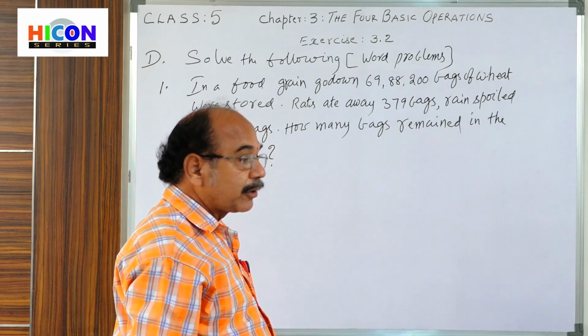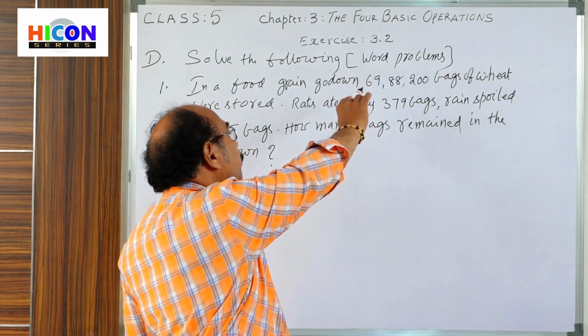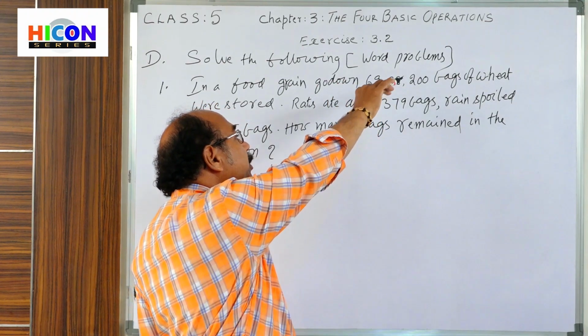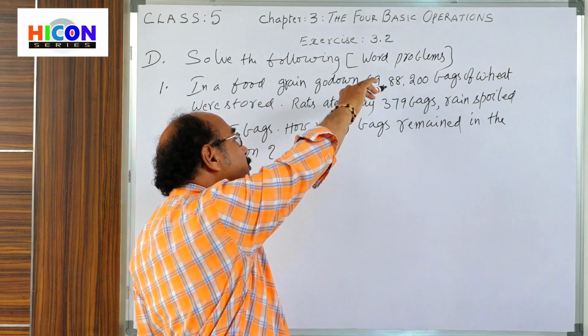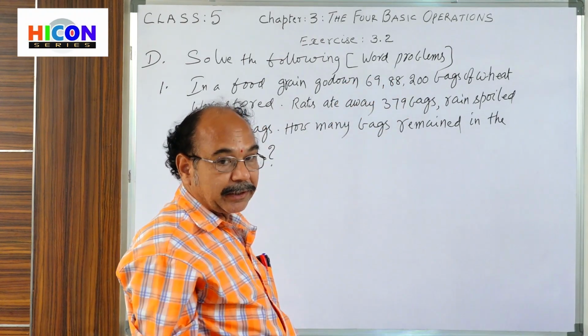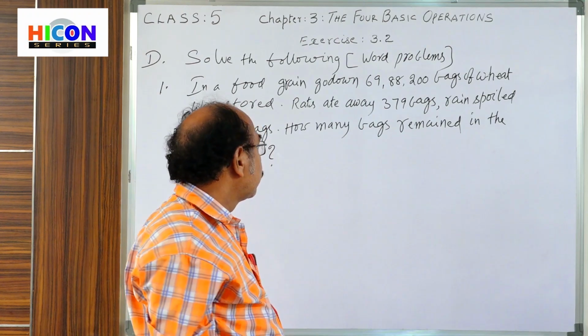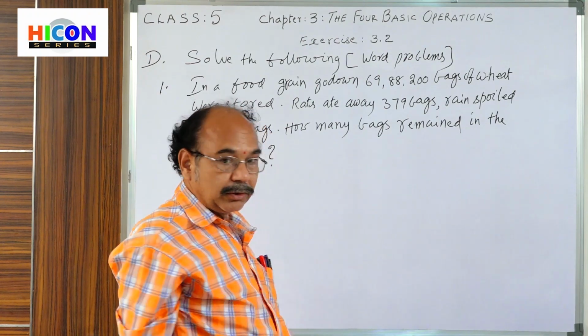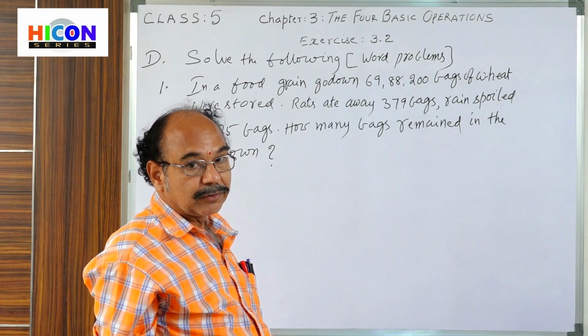That number you subtract from the very beginning. How many bags were there? 69,88,000. From that number, subtract. Then you get the bags remaining in the godown. Okay, children?